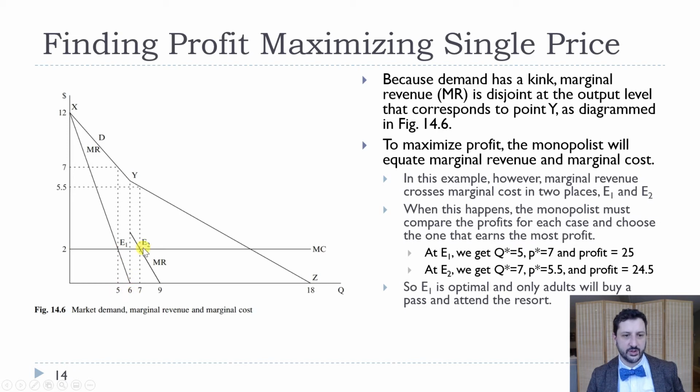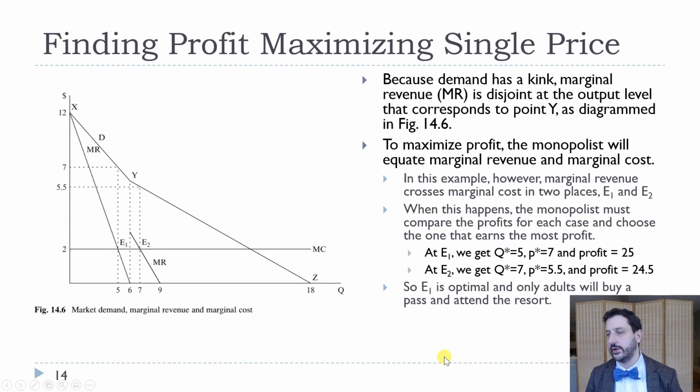And then if we go to E2, the second place where the marginal revenue curve intersects the marginal cost curve, then we're going to have a quantity of 7 and a price of 5.5. And so now our profit is going to be 24.5. So actually in this case, E1 is optimal, and we're going to set a price of 7, which means that we're only going to get adults, right? We're not going to get any children.